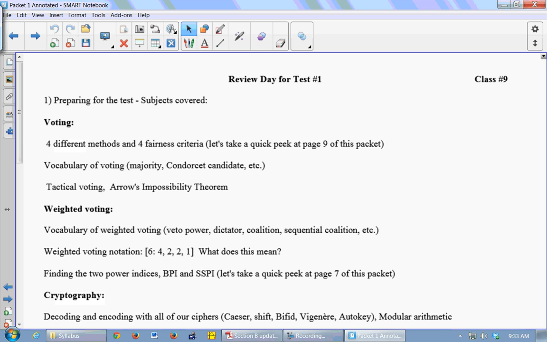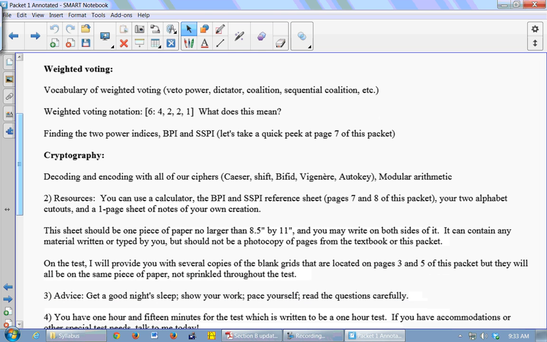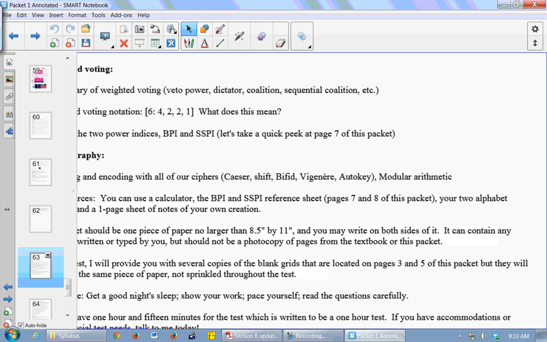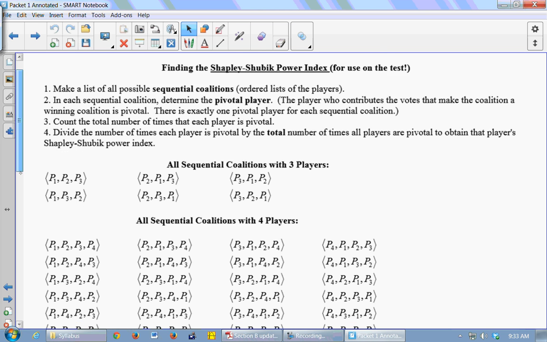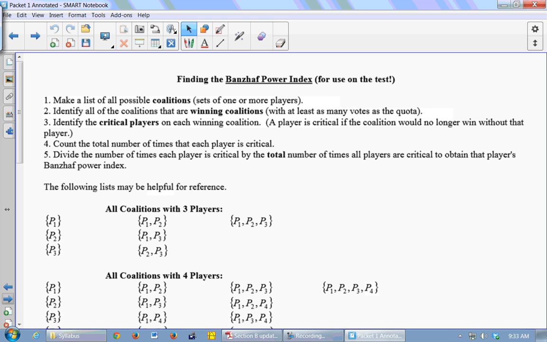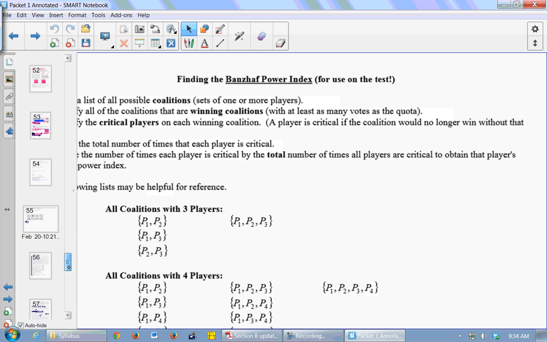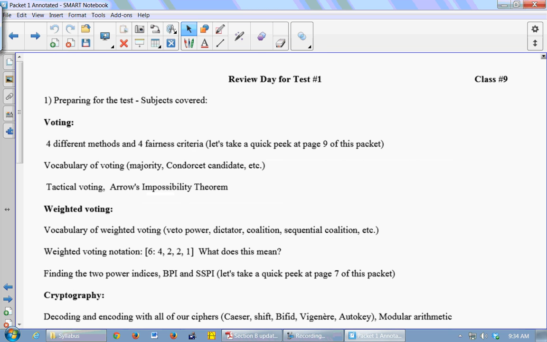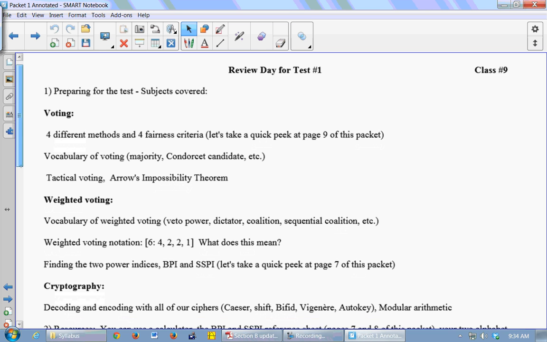And then weighted voting, chapter 2. We learned 2 methods, Banzhaf power index and Shapley-Shubik power index. Pages 7 and 8 of this packet have a little summary on how to do each of those. Take a quick look at that. Shapley-Shubik, Banzhaf. You can bring both of these pages with you to the test, pages 7 and 8. Yep, so you can bring 7, 8, and 9 with you.